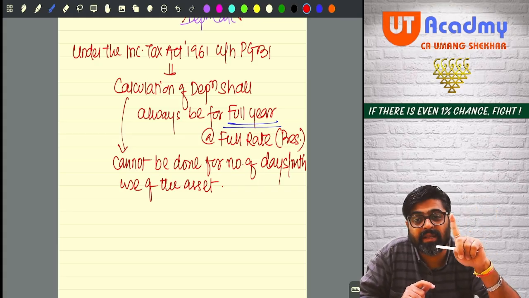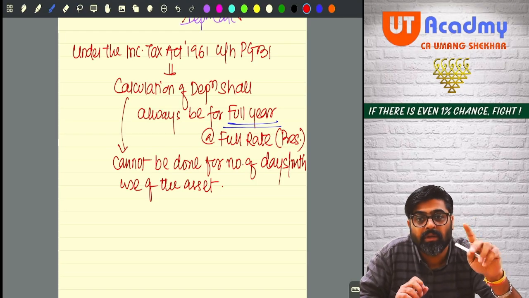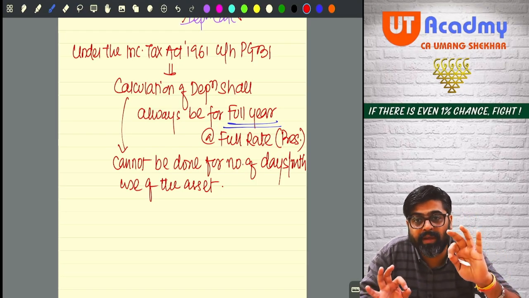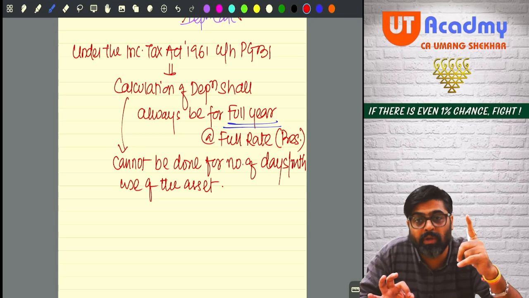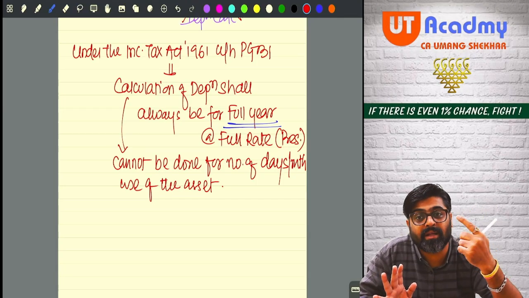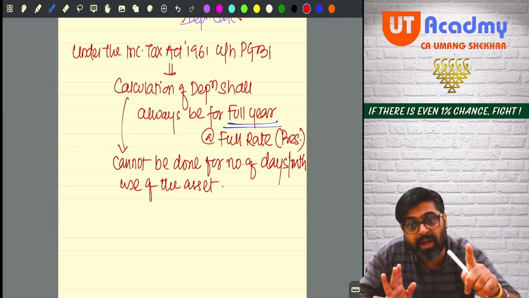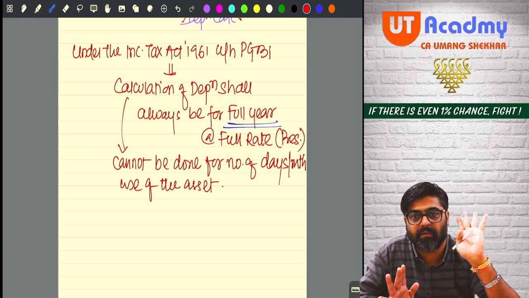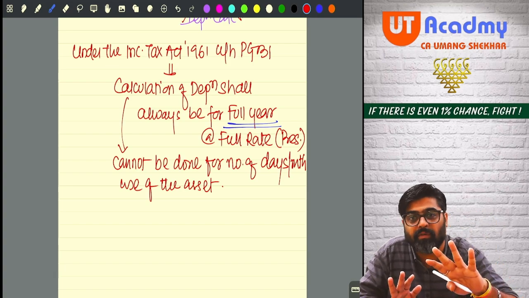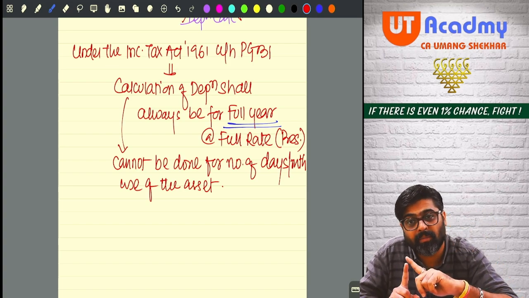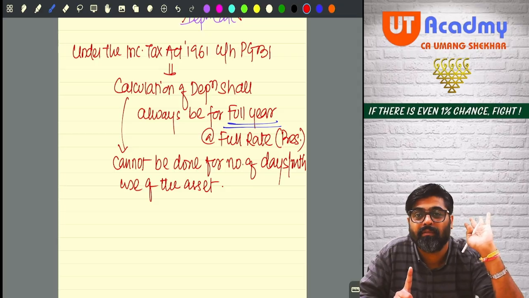Depreciation calculation can never happen for days or for months in PGBP. It will always happen for the full year, either at the rate which is given or at half of that rate. At the most, the rate can be half, but the depreciation will be calculated for the full year only.